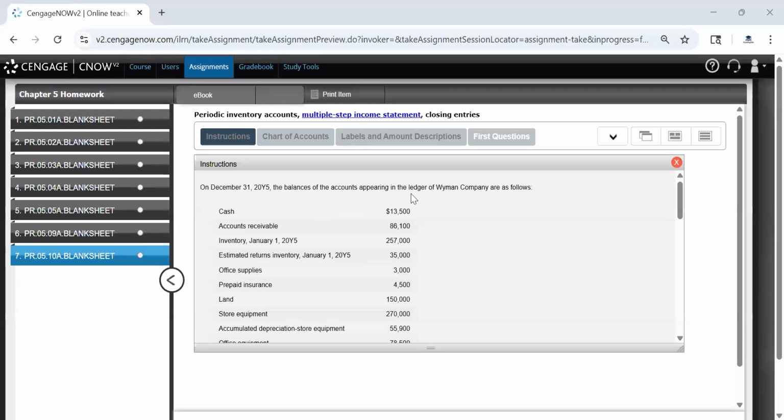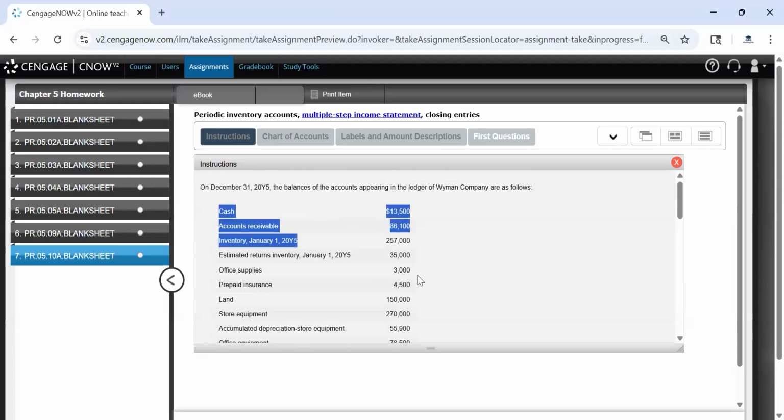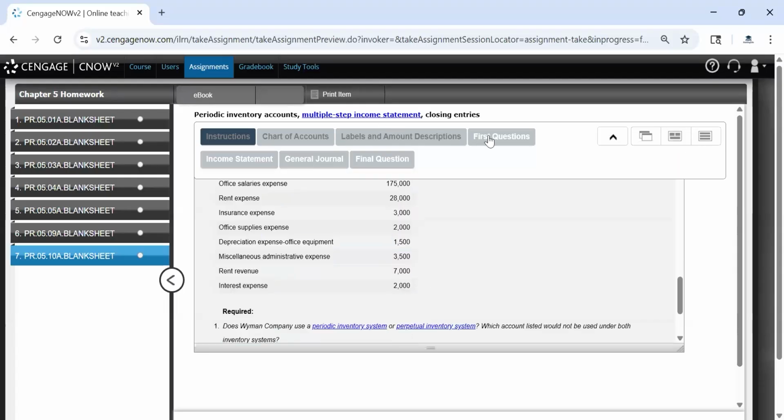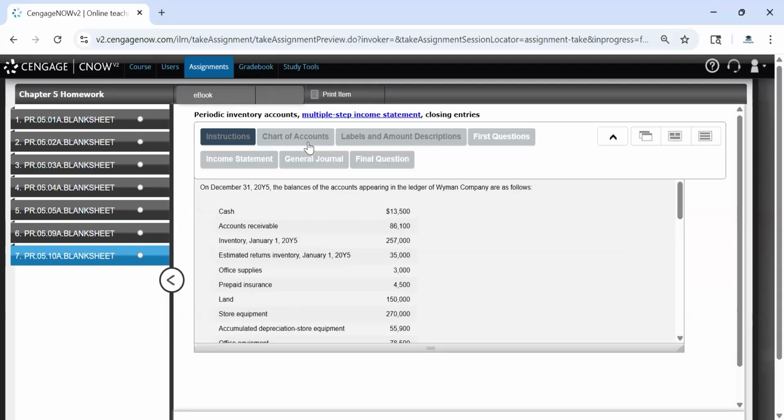Hello everyone. In this video, we will be going over the periodic inventory, multi-step income statement, and closing entries. This is using the balances of the accounts to prepare an income statement and then the journal for our closing entries under the perpetual inventory system, and answering a few basic questions about what inventory system is being used and what the net income would be if the other inventory system is used.